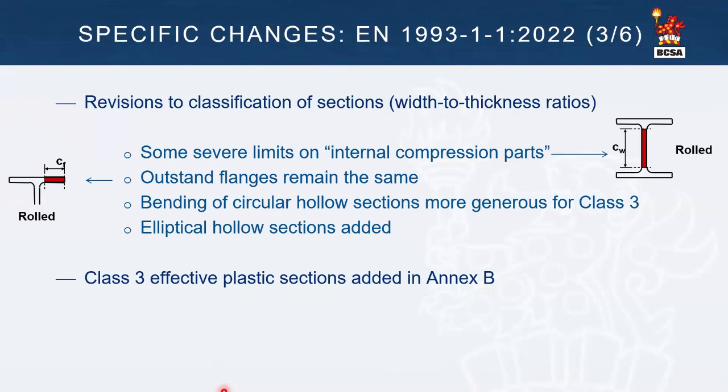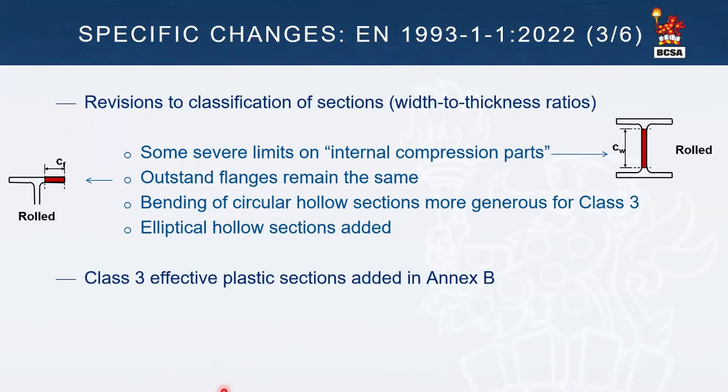Another change was the revision of the classification of cross sections. And here I would just like to note the following aspect. There are more severe limits on the width to thickness ratios for internal compression parts, such as the web of a beam or a column or the wall of a box column. This means that some sections may become a higher class. This is the outcome of research from about 10 years ago on plated structures. They found out that the current guidance sometimes was unsafe, and therefore you have different limits now.